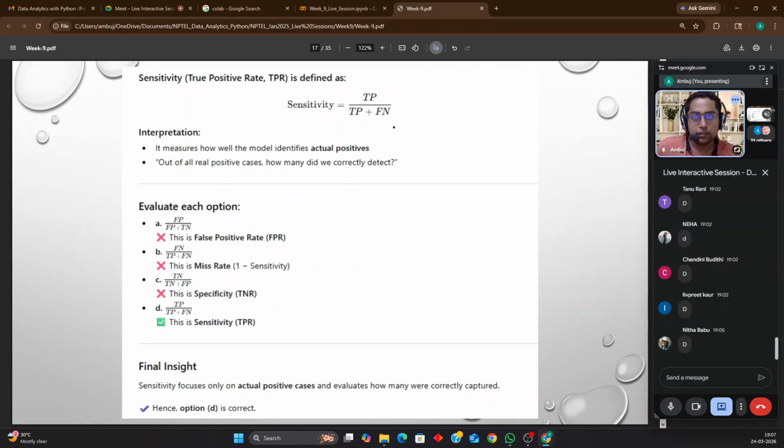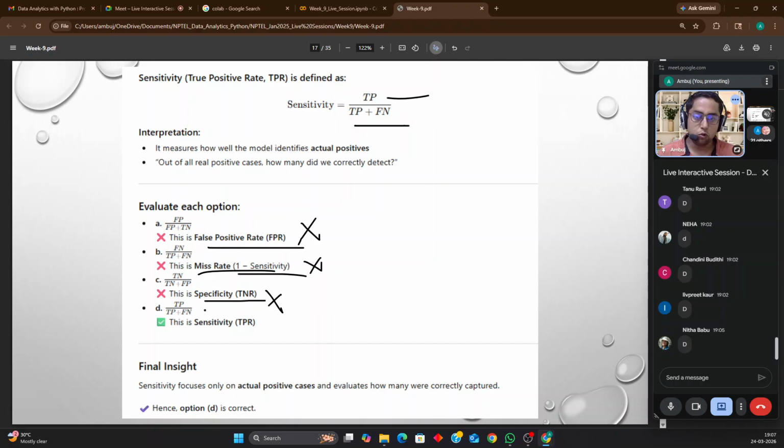sensitivity is true positive divided by true positive plus false negative. The first option was false positive plus true negative. That is false positive, so that one is incorrect. False negative divided by true positive plus false negative is also incorrect, which is 1 minus sensitivity, also known as miss rate. C is specificity: true negative divided by true negative plus false positive. That one is also not sensitivity. Sensitivity is this one.